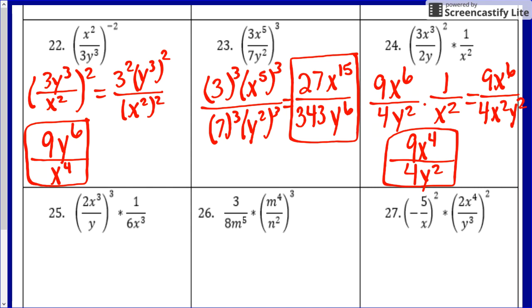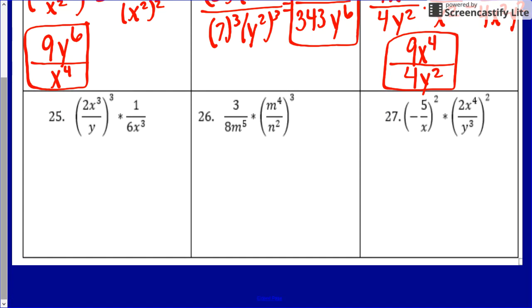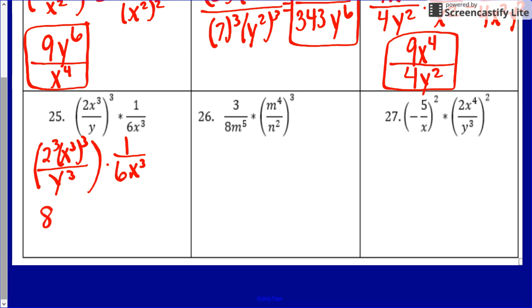All right, number 25. We're going to start again with our parentheses and start by cubing that guy. So I've got 2 cubed, x cubed, all over y cubed. And all that's going to be multiplied times 1 over 6x cubed. So 2 times 2 times 2 is going to be 8. X cubed is going to be x to the 3 times 3, which is 9, all over y cubed. That's going to be multiplied times 1 over 6x cubed.